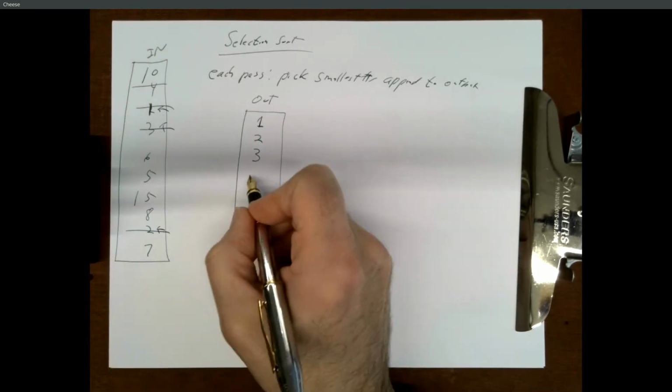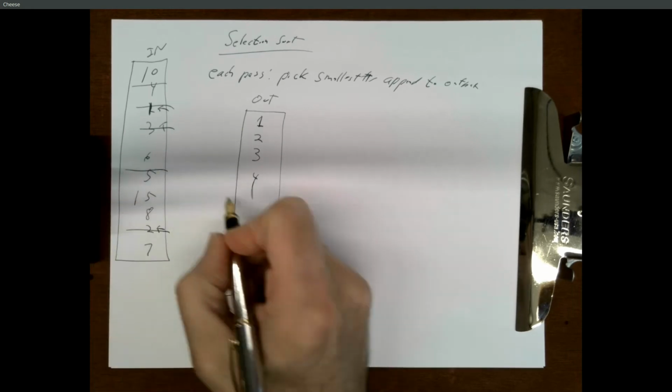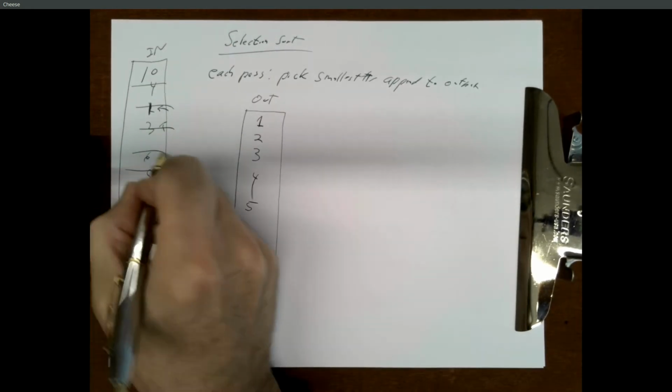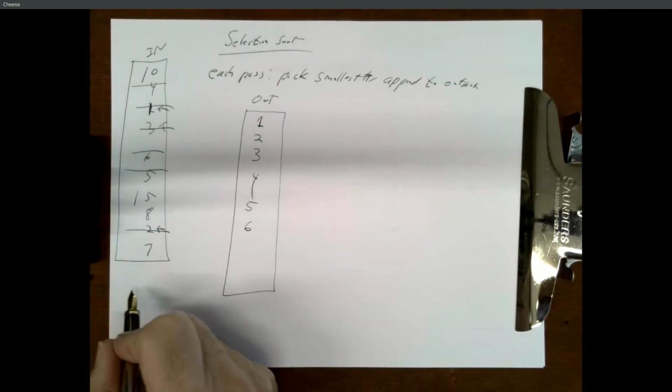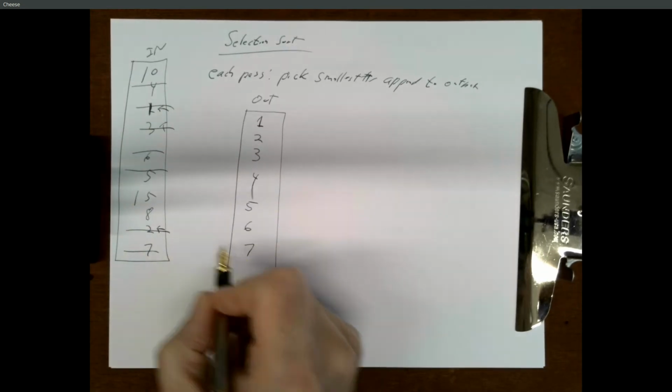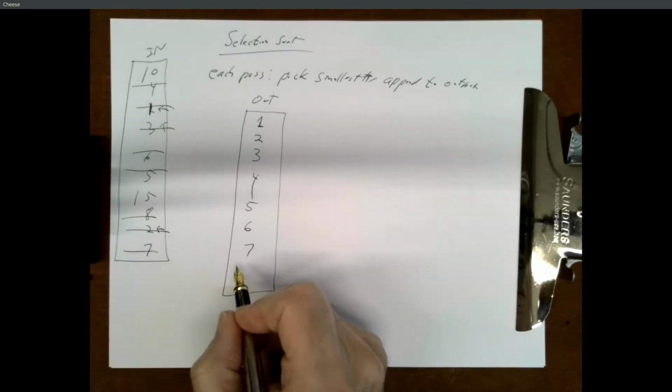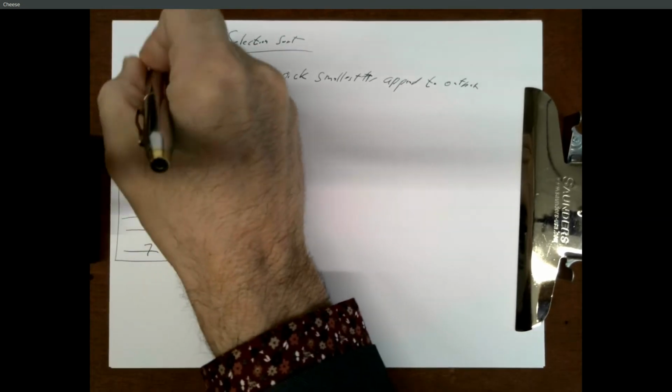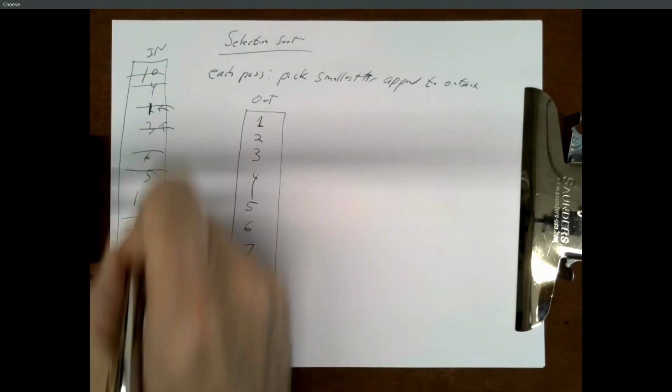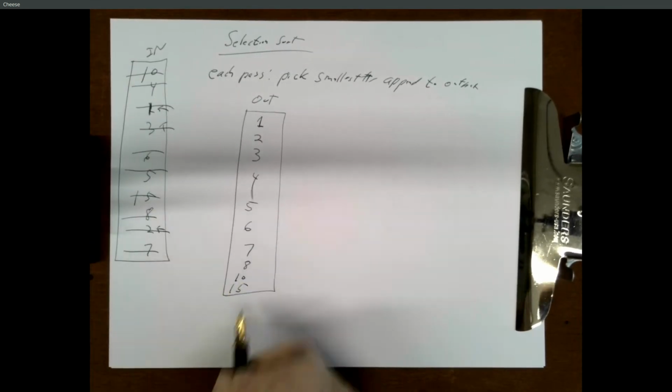There's a 4. Smallest item is 5. Go through, smallest item is 6. Run through again, smallest item is 7. Go through the remainder, smallest item is 8. Next pass, smallest item is 10, and final pass, smallest item is 15.